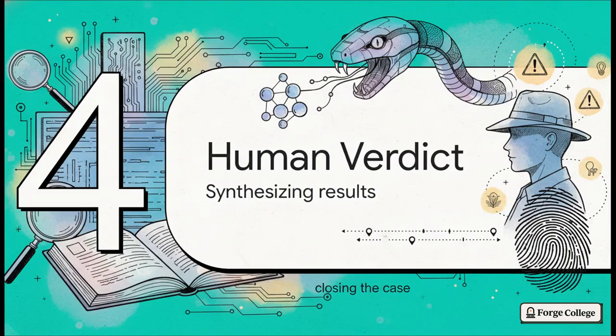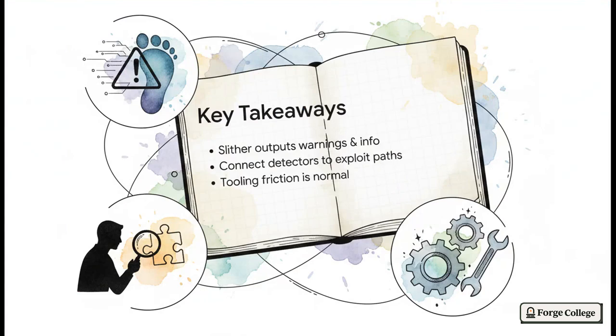And that leads us to our final stop, Section 4, the final human verdict. Look, the automated reasoning provided by Slither is an absolutely incredible starting point, but it's only half the battle. The tool is your assistant, but you are the lead detective closing the case.